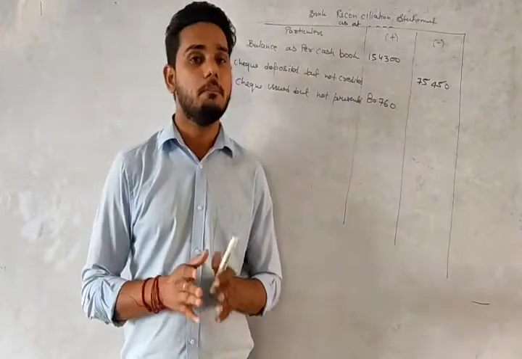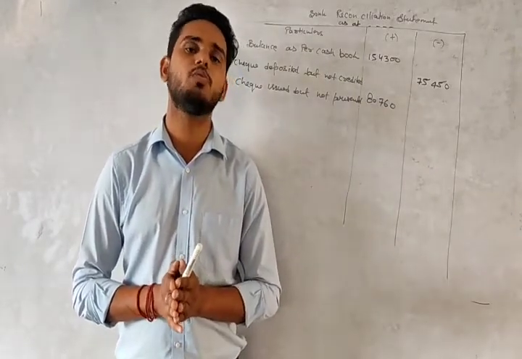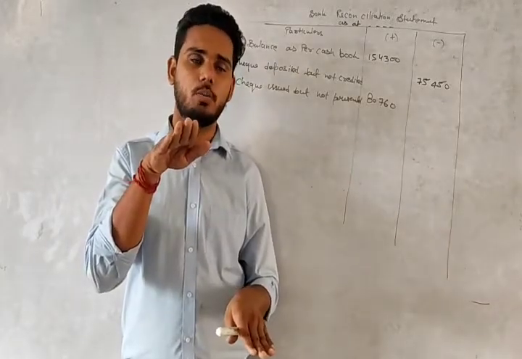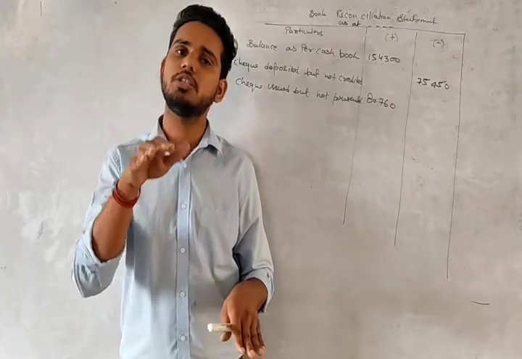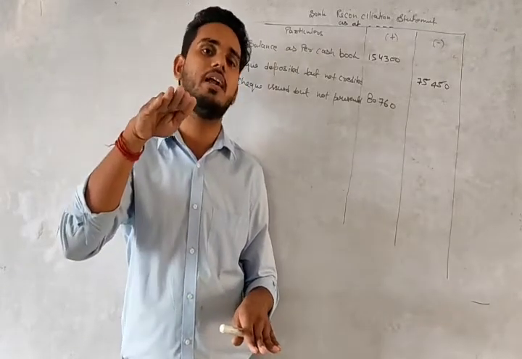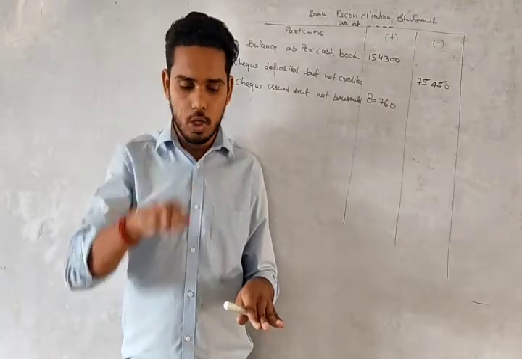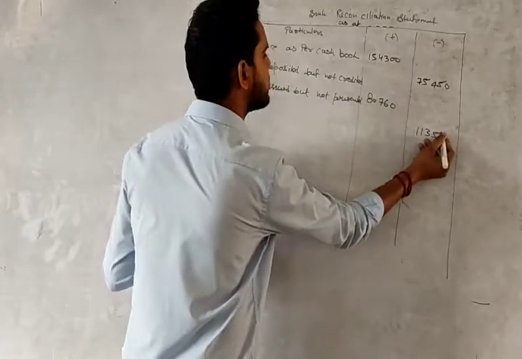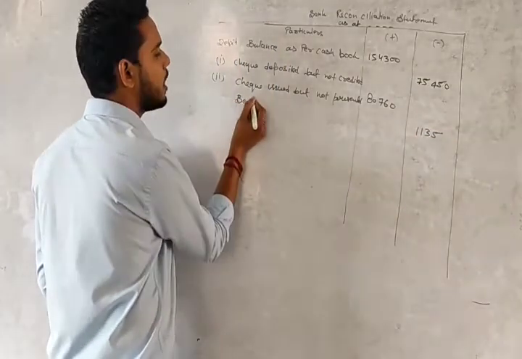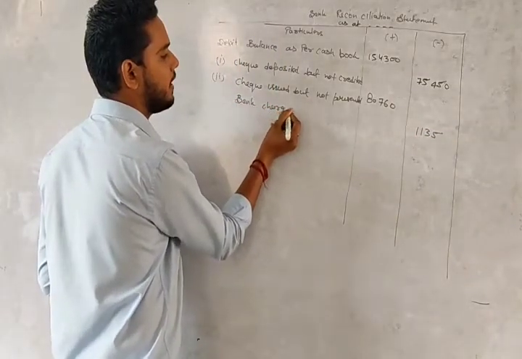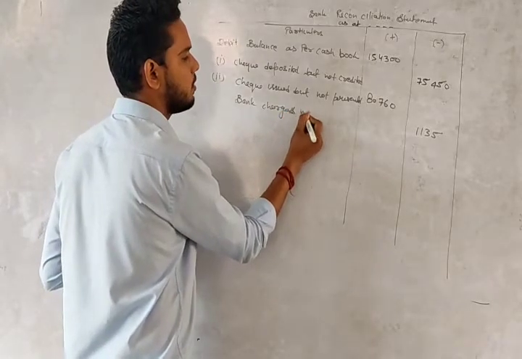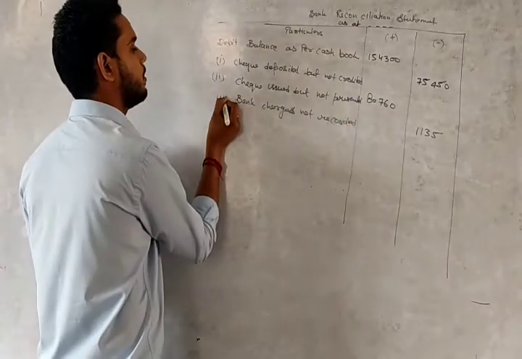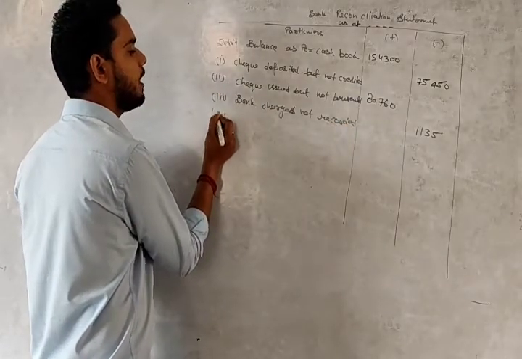Now see one thing. Bank charges not recorded in cash book means what? If the bank applies some charge, the bank will deduct your money from your passbook. But you have no information, it is not recorded in cash book, you have not decreased. So what will you do to make it equal? You will decrease in cash book. You will write in the minus column bank charges not recorded in cash book. Okay. That was our point number 3. Now let's see point number 4.